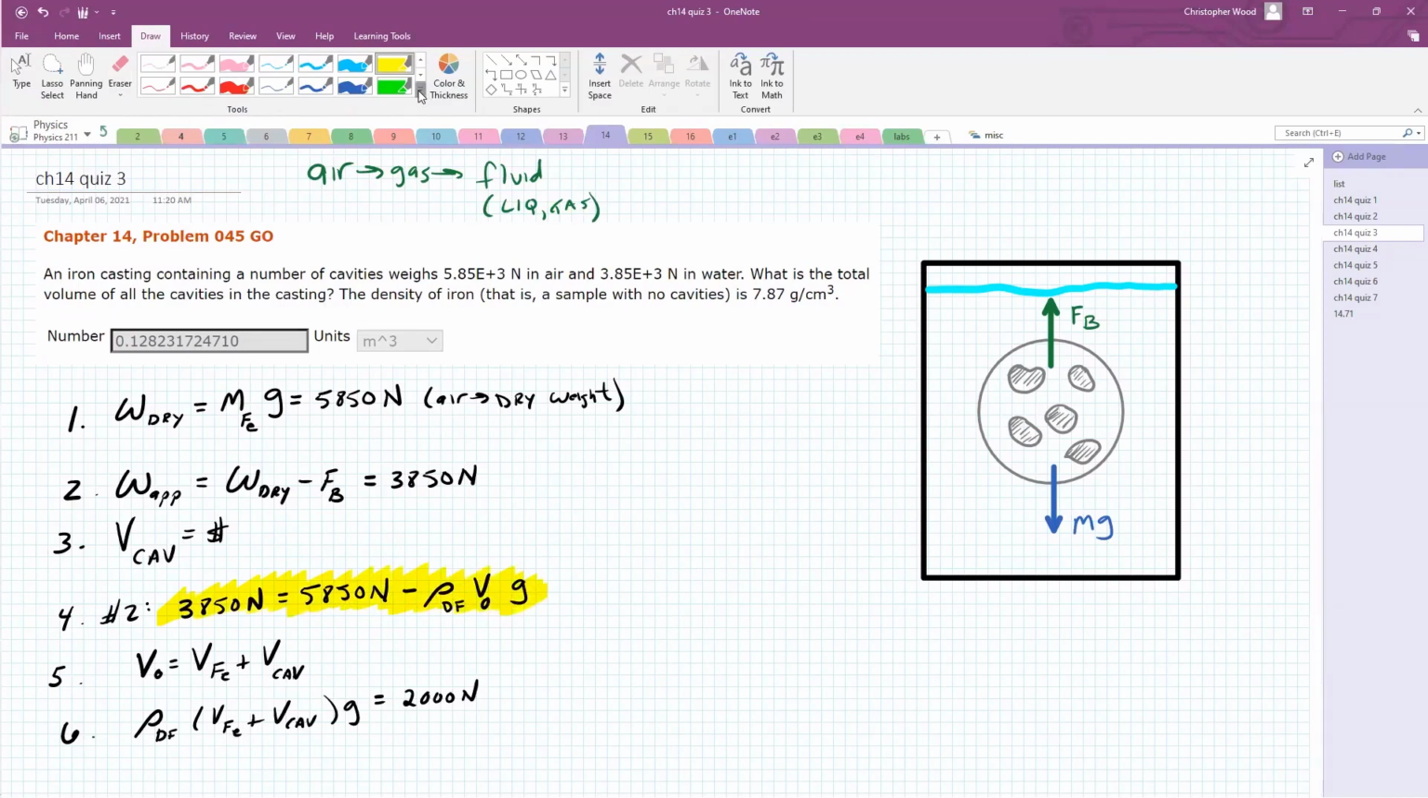So number 7, I have to isolate V cavity. If I do a little bit of algebra here, I can see the volume of the iron plus the volume of the cavity equals 2000 newtons, that's my numerator, over the density of the displaced fluid, which is water. I know the density of water, times G. Though it makes me wonder, do I know the volume of the iron? I don't know.